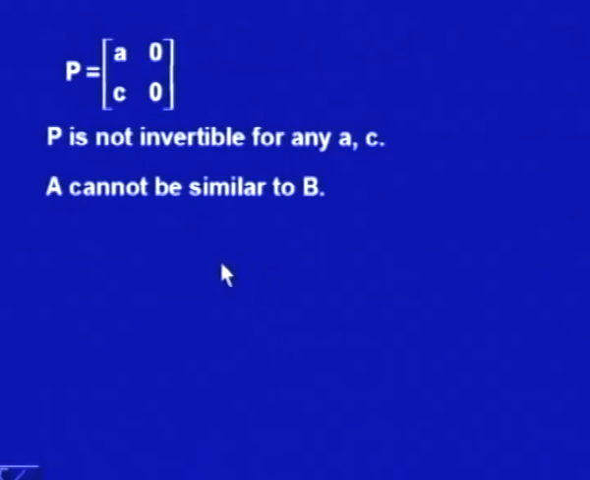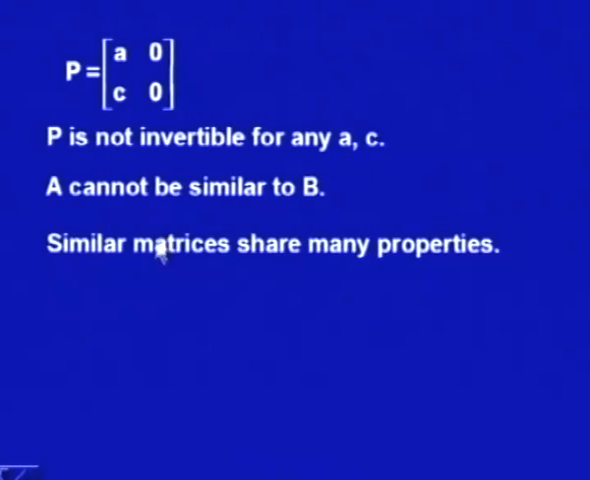So, in this example we have proved that two matrices which have same determinant, same trace, but still they cannot be similar. So, it is not conclusive that if determinant A is equal to determinant B and trace A is equal to trace B, then the matrices will be similar.